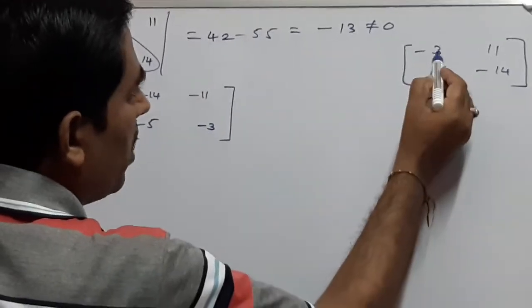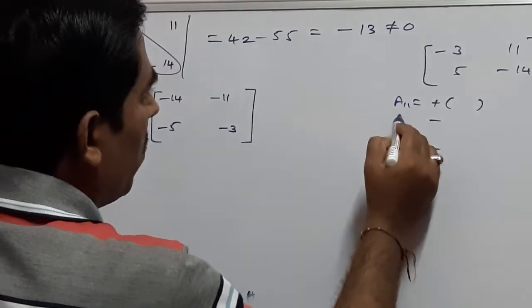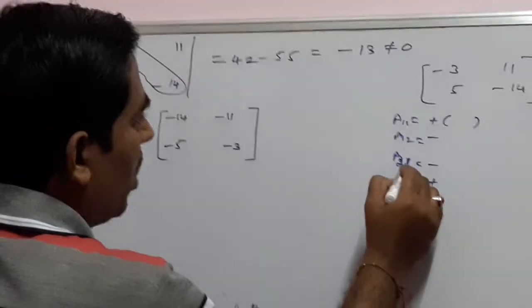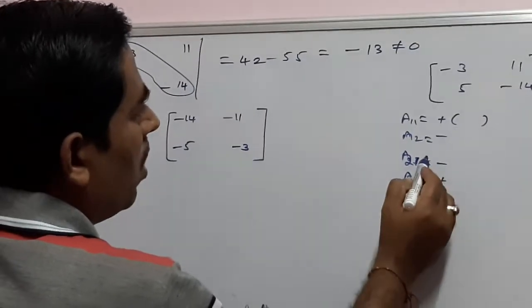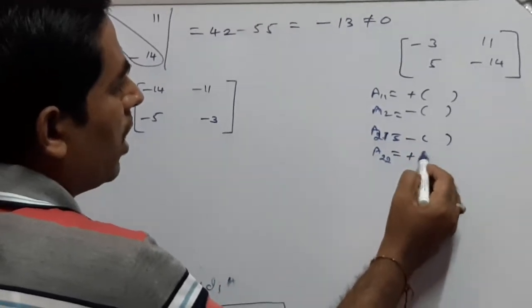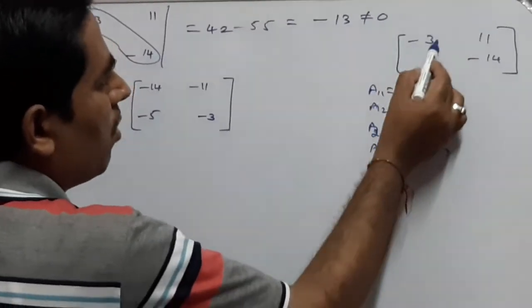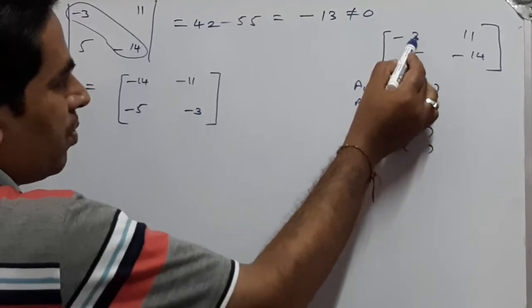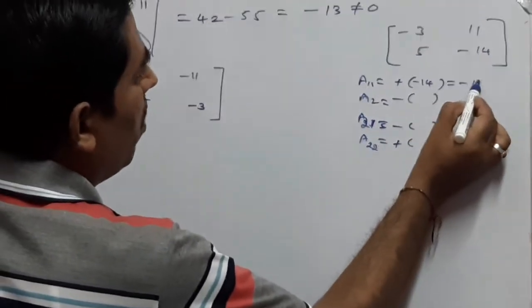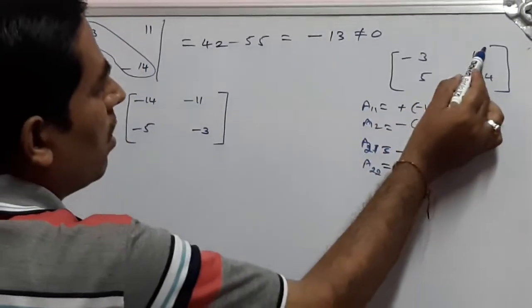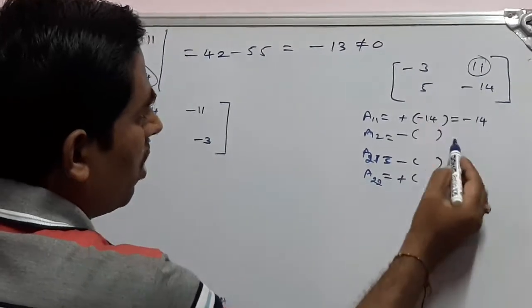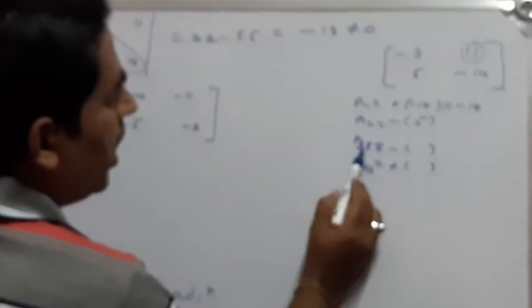So we'll write a11, a12, a13, a21, a22, and I'll write the bracket here. What is the cofactor of minus 3? You leave this column and this row, so I'll get minus 14. Then come to this element here, a12. You leave this column and this row, that will be 5, so that is minus 5.